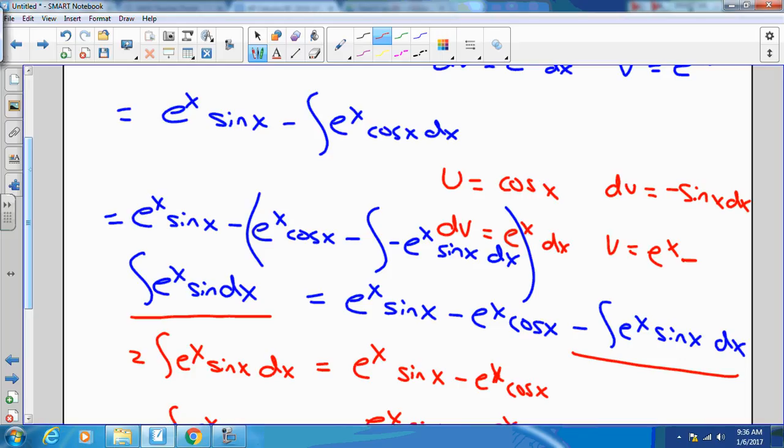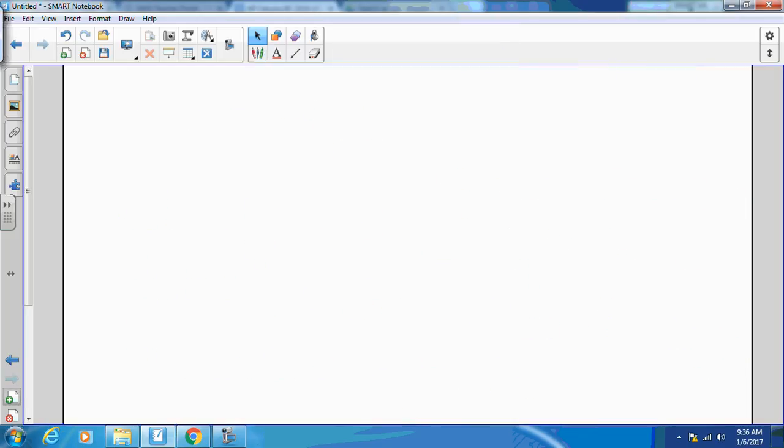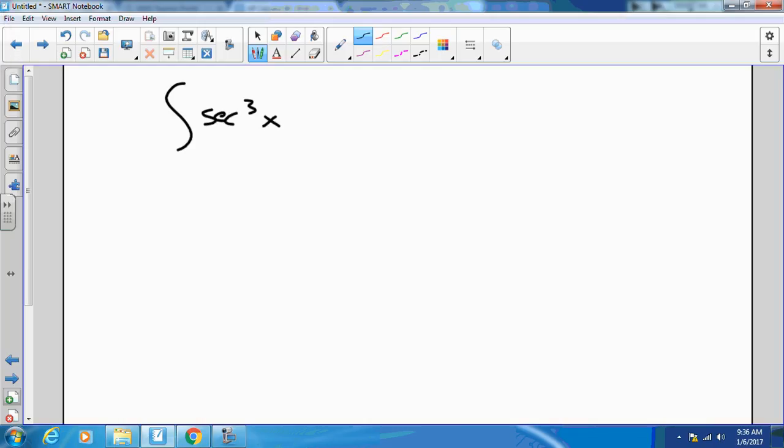Now, the reason I rushed through that, I'd show you, but I want to do a second example of solving for the unknown integral. This is an integral that we're going to see again, and everybody needs to know how to do it. I'll write it in terms of theta. The integral of secant cubed theta d theta.